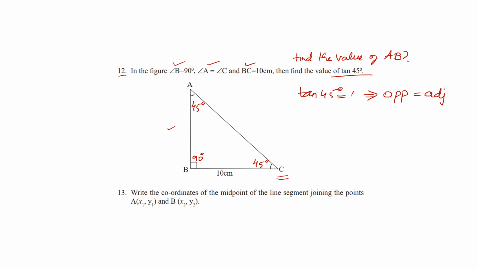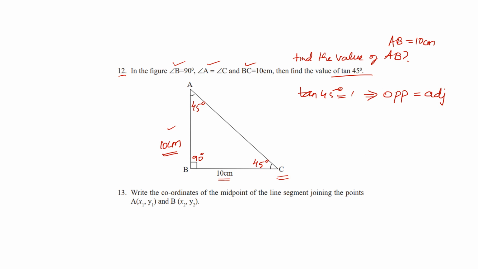If I take my point at C, then adjacent is 10 centimeter, which is the same as the opposite value. So I can write AB value is equal to 10 centimeter, if they asked the AB value. But according to the given question, they asked only tan 45. The answer is only 1. Don't get confused with the figure and the data they have given, and don't spend more time on this. It's just a half-second answer.